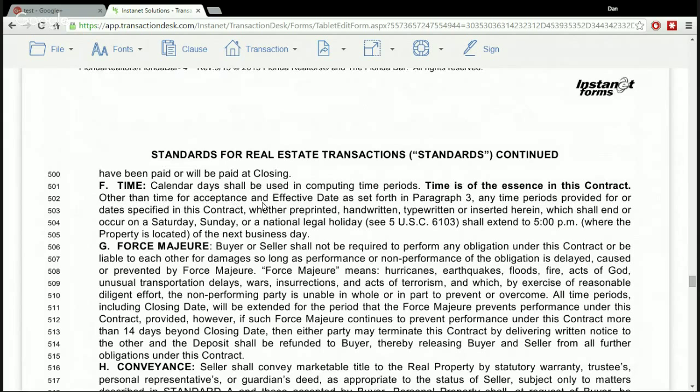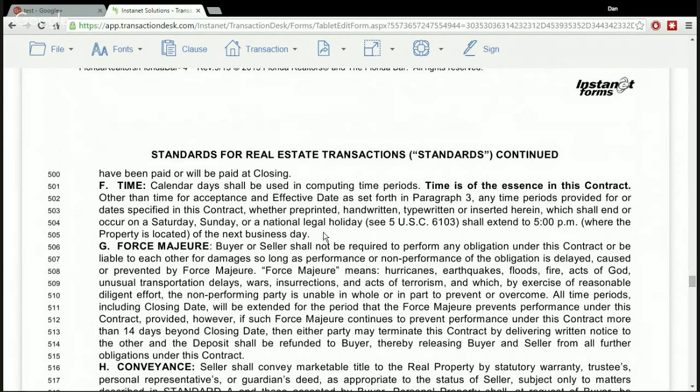Other than time for acceptance and effective date, any other time periods, including closing date, per this standard here, if it falls on a Saturday, Sunday, or a national legal holiday, it goes to the next business day at 5 p.m. So if your inspection period is set to expire on a Saturday, you have until 5 o'clock on the following Monday, if it's not a legal holiday. So very important when you're calculating your days and everything like that.